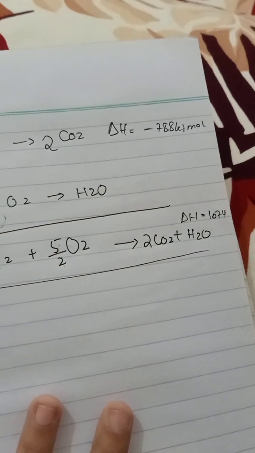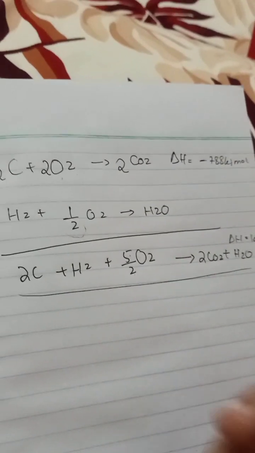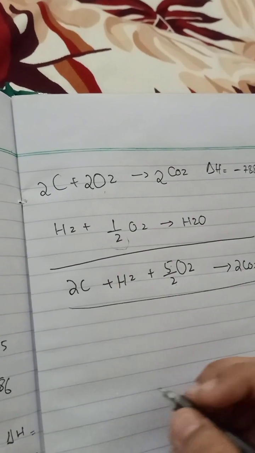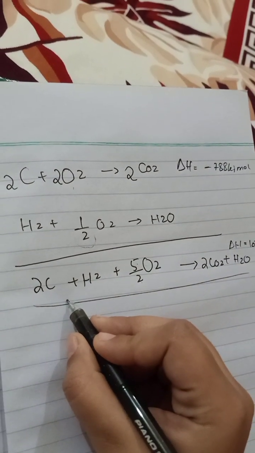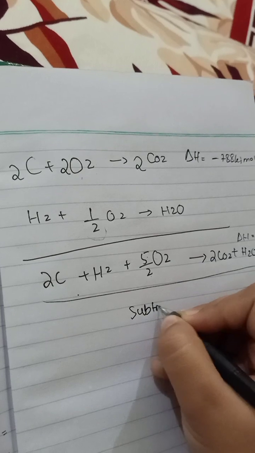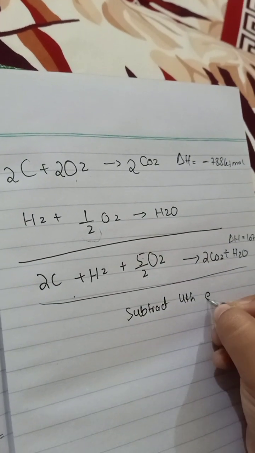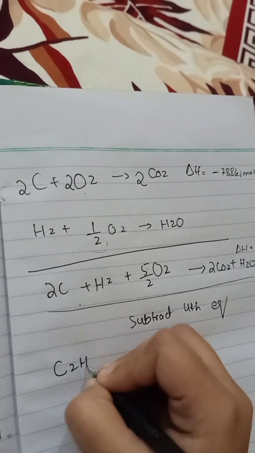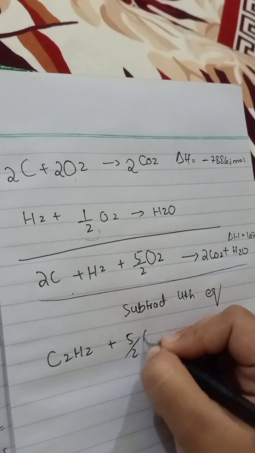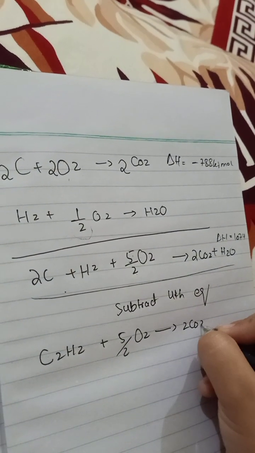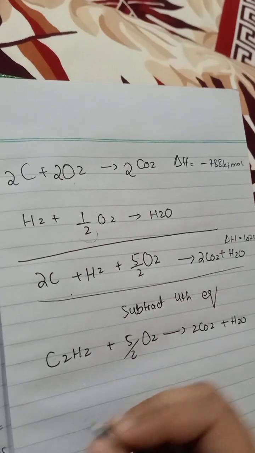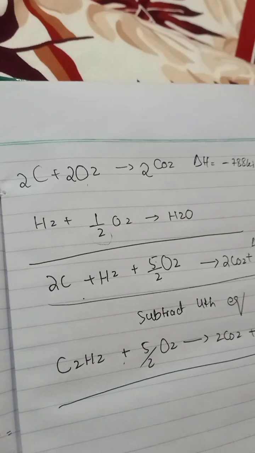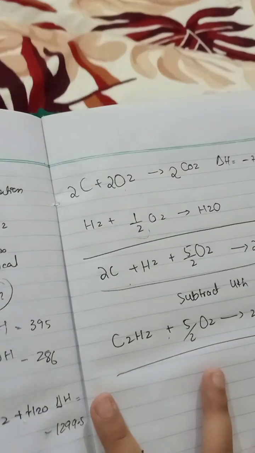So by addition of the first and the third equation, now we have to subtract this equation from the fourth equation. Let me write the fourth equation: C2H2 plus 5/2 O2 gives 2 carbon dioxide plus H2O. We have to subtract this. Let's subtract these both equations, so you will find the change in heat.